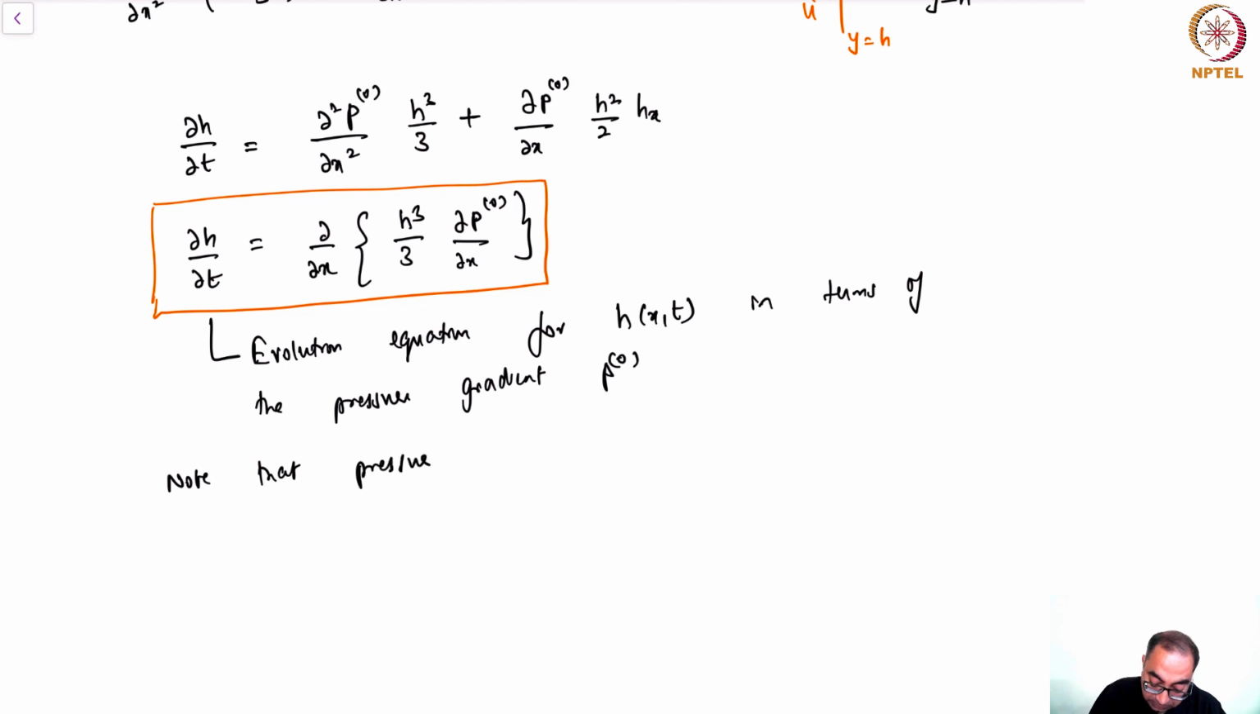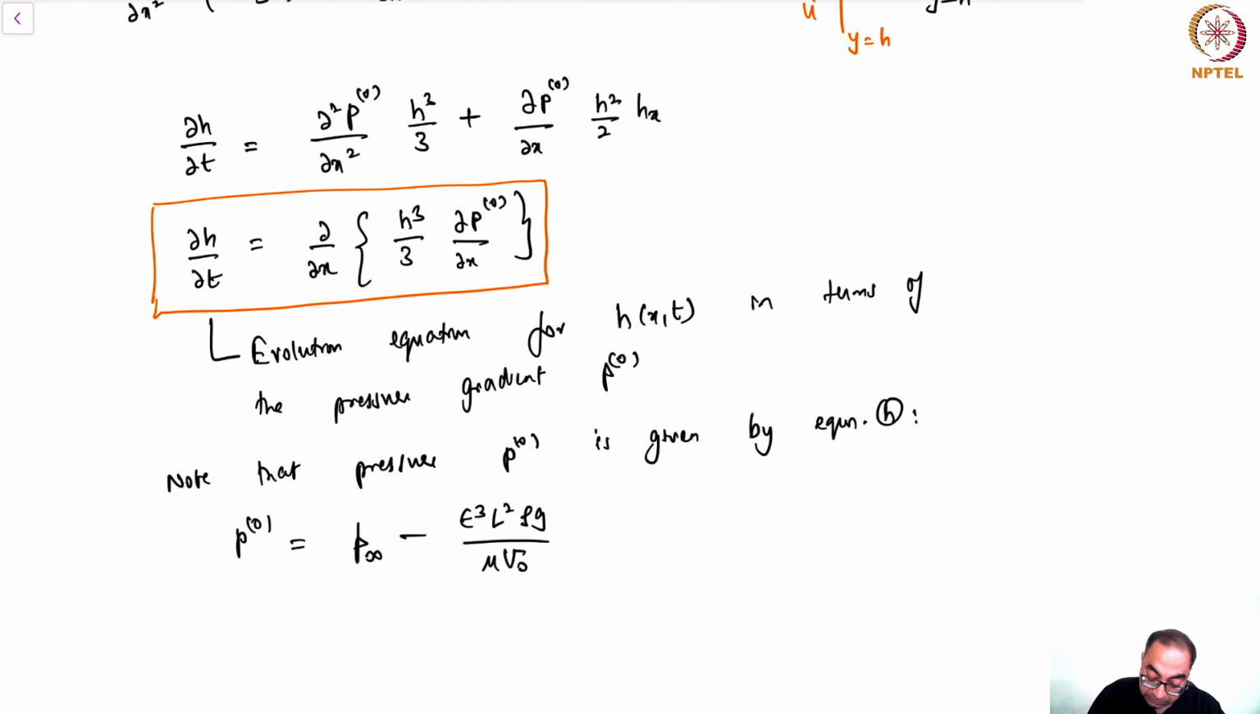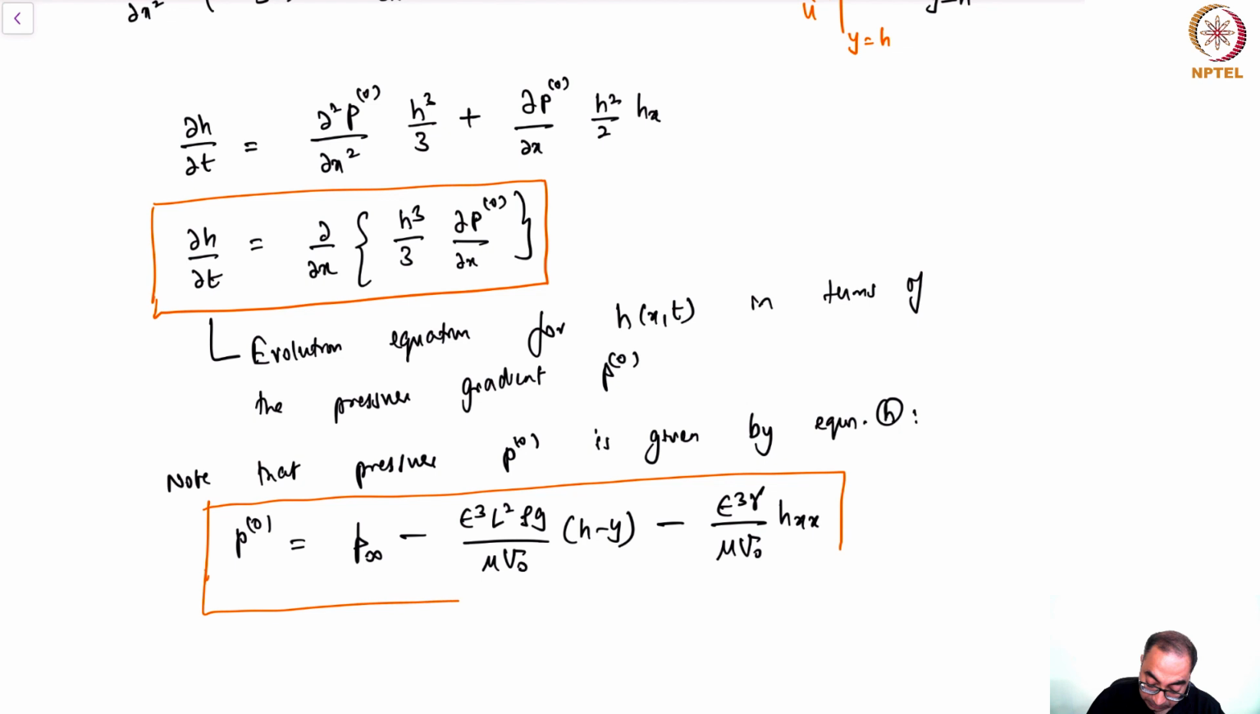Note that pressure p0 is given by equation H. What is this? p0 essentially becomes p infinity minus epsilon cube L square rho g by mu u naught h, h minus y, minus epsilon cube gamma by mu u naught hxx. This is my expression for the pressure.